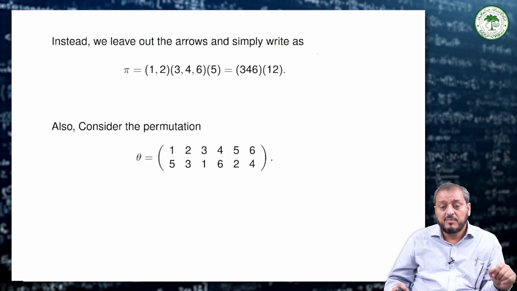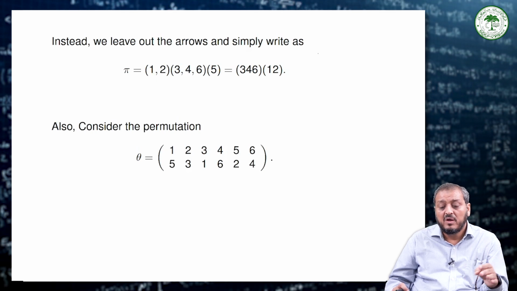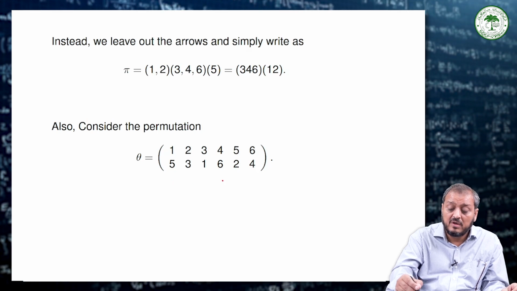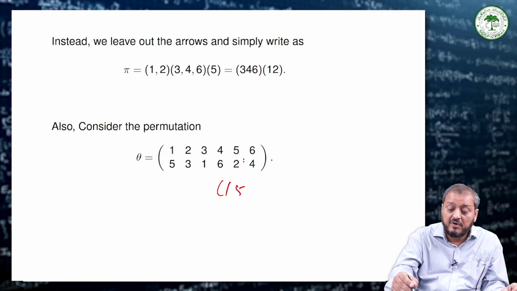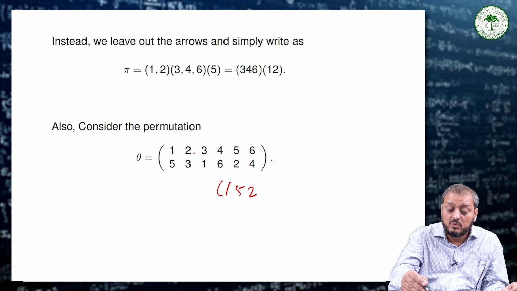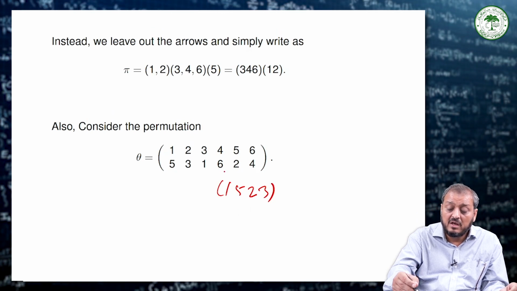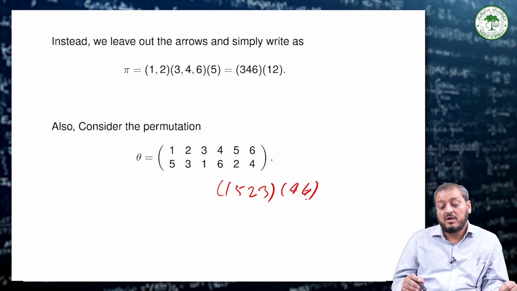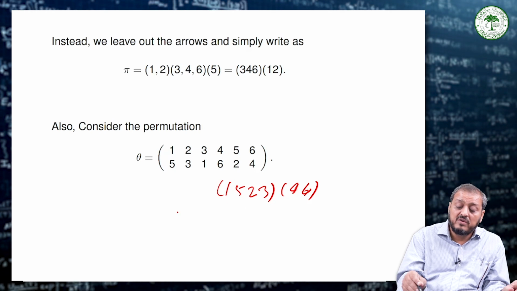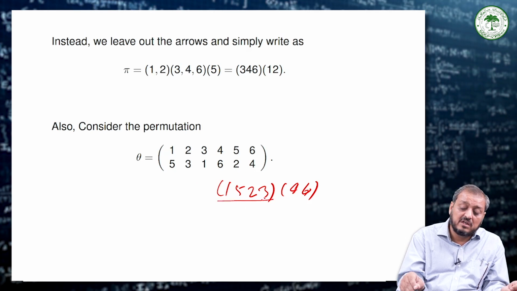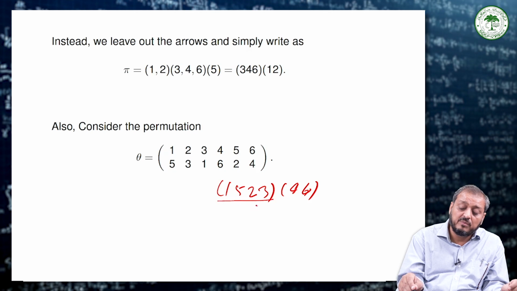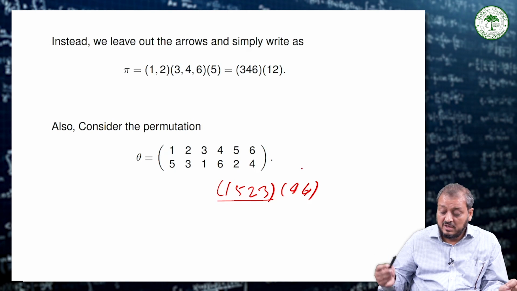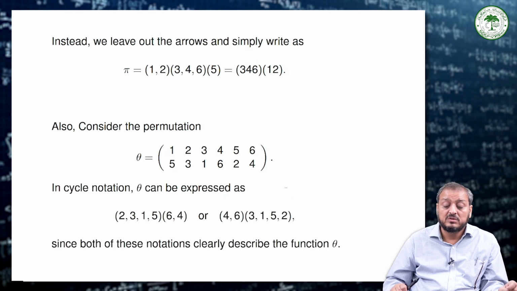Or consider another permutation written in this form. Here we have 1 5 2, and 3, and another cycle 4 and 6. So, these are the 2 cyclic notations, and this is the cyclic representation. The largest orbit has length 4, and the other has length 2.